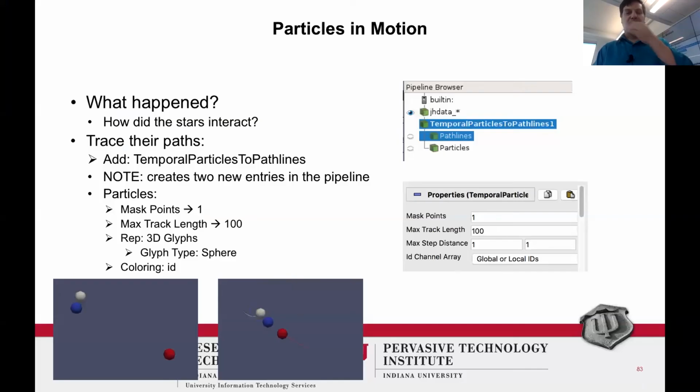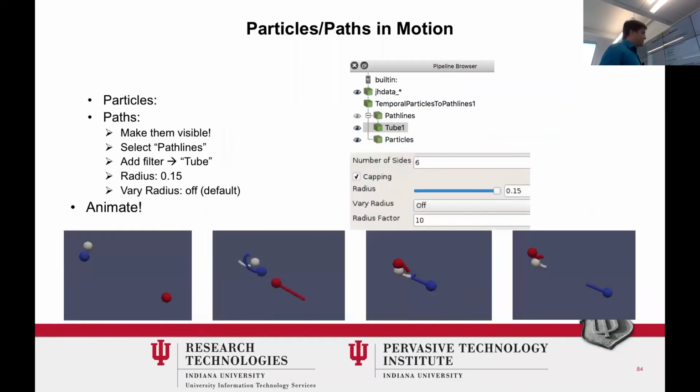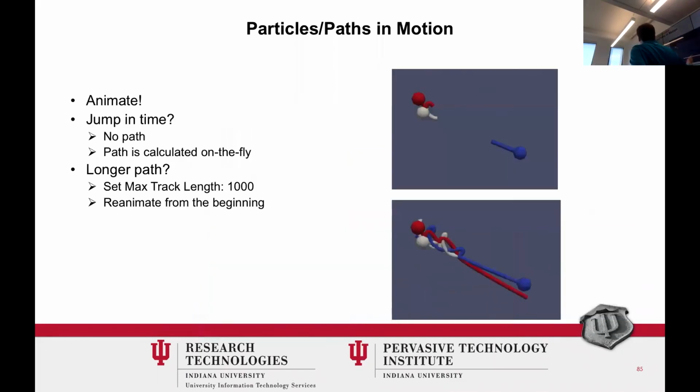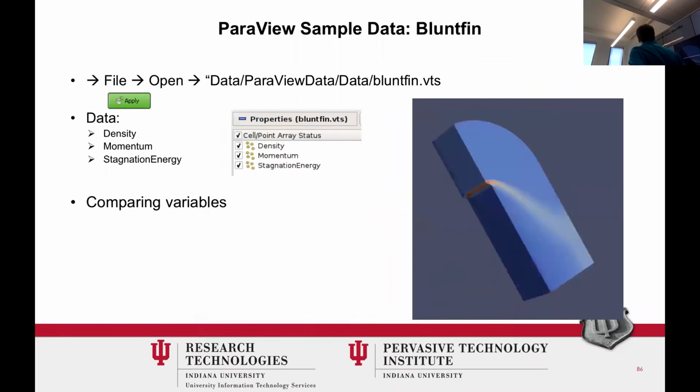Okay, so I already did this next slide where we turn things into tubes. Here I lengthened the path so that we can see more of the interaction, right? So I lengthened it to 1,000. Now you can see a lot of the binary interaction. I also mentioned the jumping in time thing, which I just showed you.